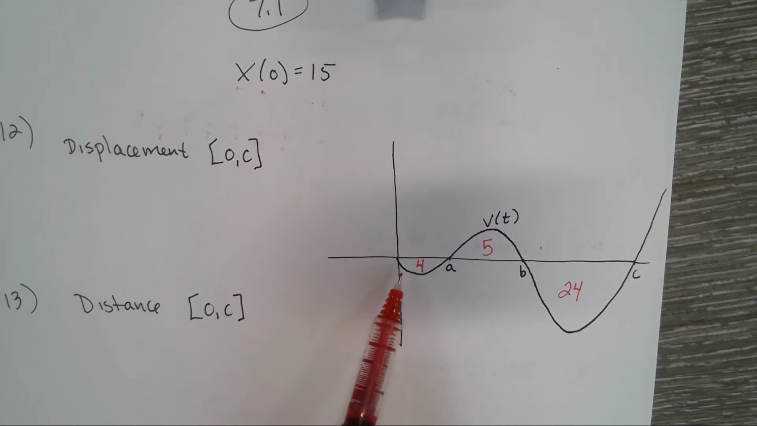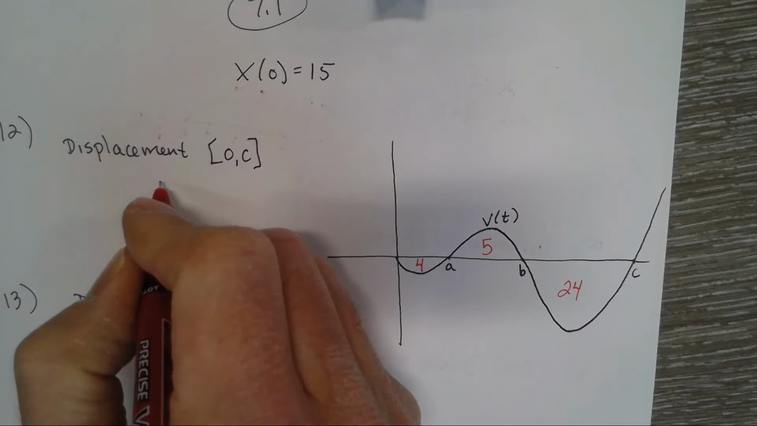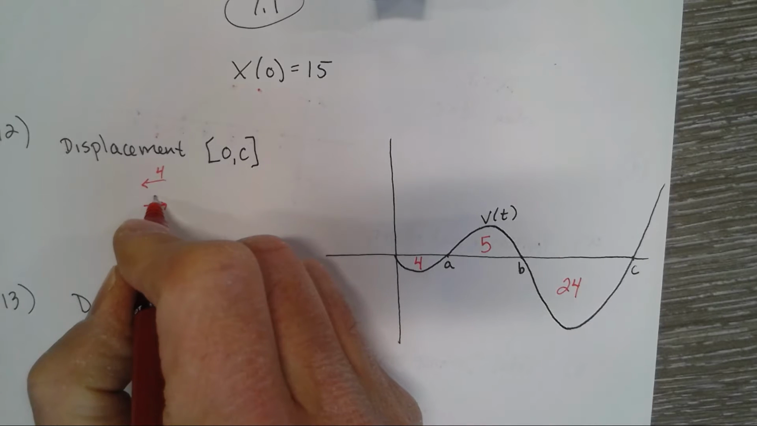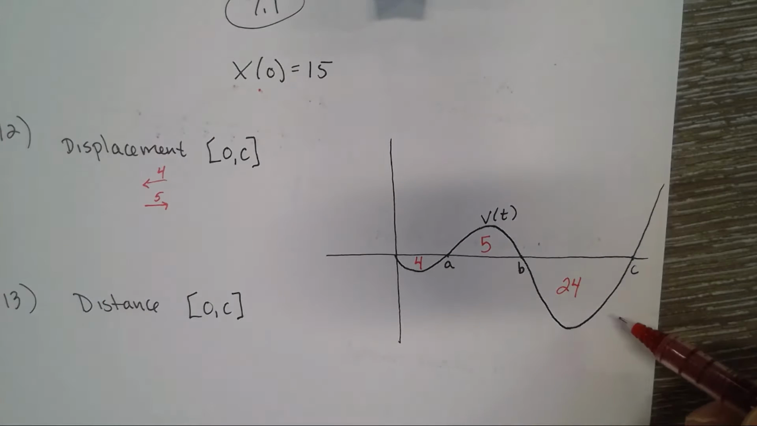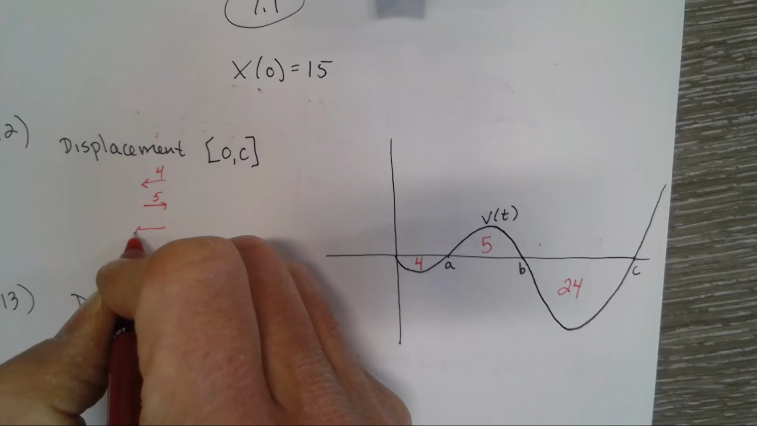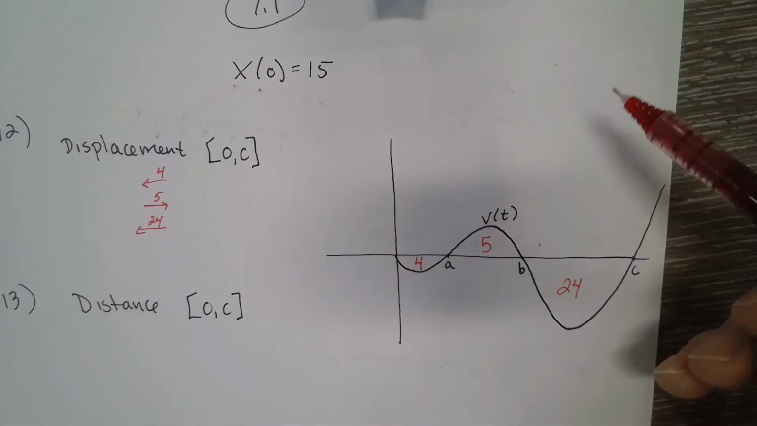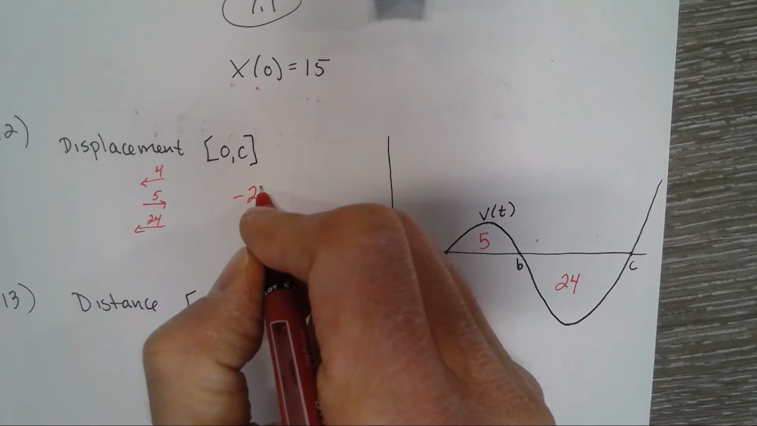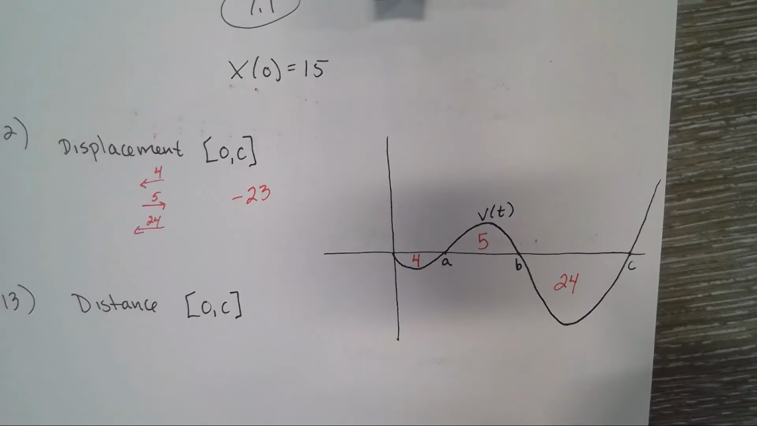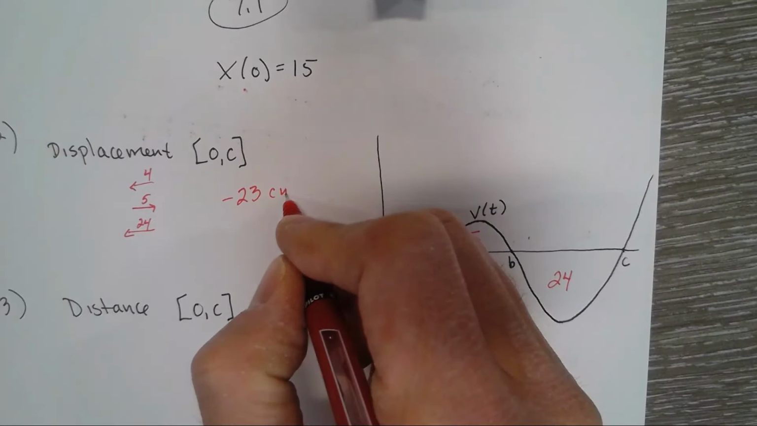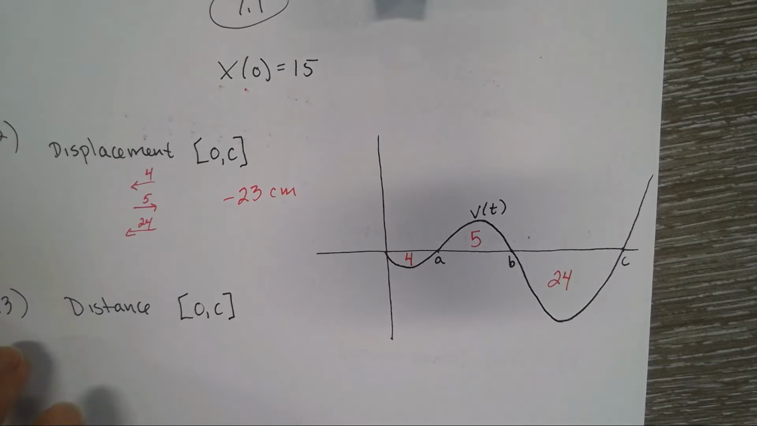So we went 4 to the left, then we went 5 to the right because it's positive area, and then below the t-axis would be another negative, so backwards 24. So let's see, it looks like it's negative 23. I don't know if they say feet or anything. Oh, I guess it is centimeters. So negative 23 centimeters would be the displacement from 0 to c.